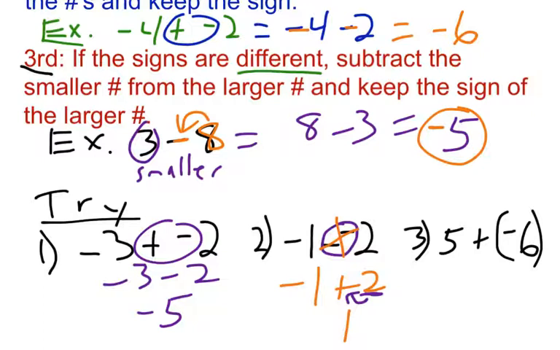Number 3, plus and minus really means minus, so we're going to make these double signs be a minus sign, so 5 minus 6. And since they are different signs, we subtract them. 6 minus 5 gives us 1. And which one's larger? The 6. Since the 6 is larger, it has a negative sign, which means that's a -1.